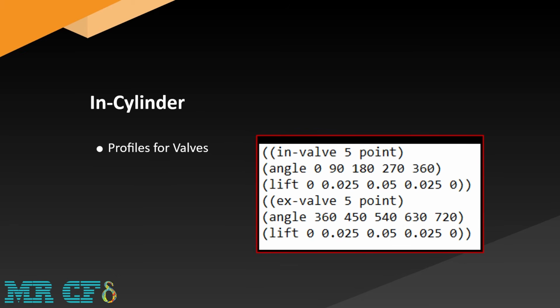We use the built-in function full piston to define the movement of the piston, that is the boundary of the piston. But to define the movement of the inlet and outlet valves, we use profiles that describe the valve lift changes in terms of crank angle. Here is an example of a simple profile. In this profile, the angle should be in degrees and the valve lift should be in meters.